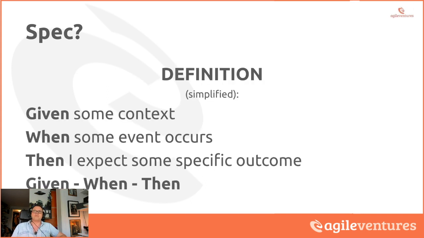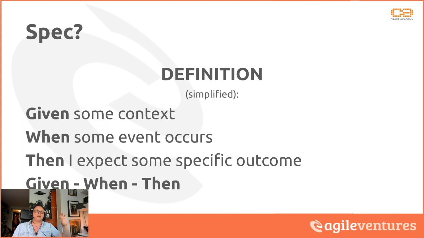If we try to simplify that a little bit, I usually use this, and I have this as a post-it note on my workstation. Given something is present, given there is a context, when something occurs, then I expect something to happen, right? Given, when, then. Given I have access to some data, and when I do something with that data, then I want the specific result to be present. And never lose sight of that.